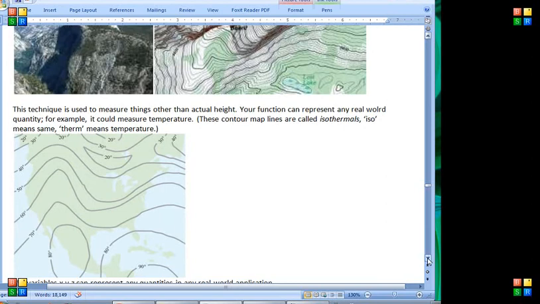So here we've got a map showing temperatures. In this case, x and y are latitude and longitude, and then your function value is the temperature. So in this case, your contour lines represent a constant temperature, or the same temperature. And in meteorology, they're actually called isothermals. So iso means the same, and therm means temperature. And if you can see in the background there, there's a map of North America.